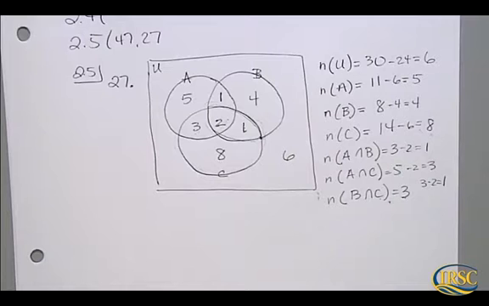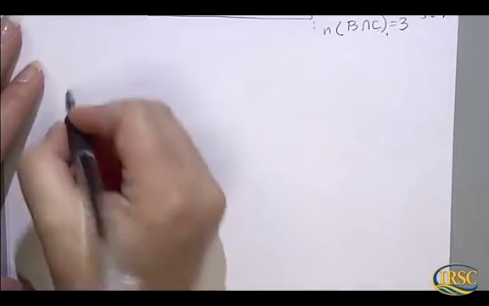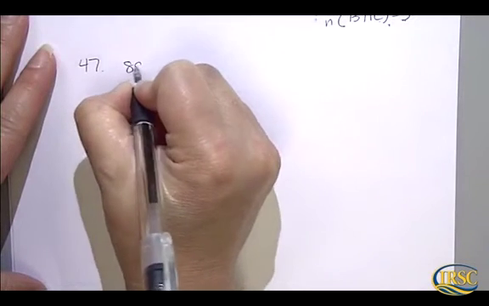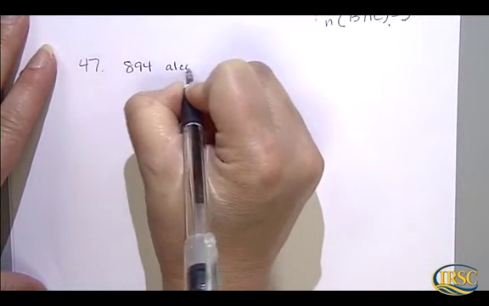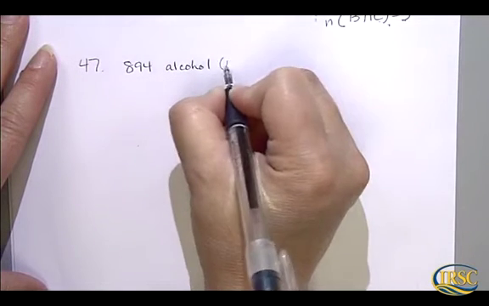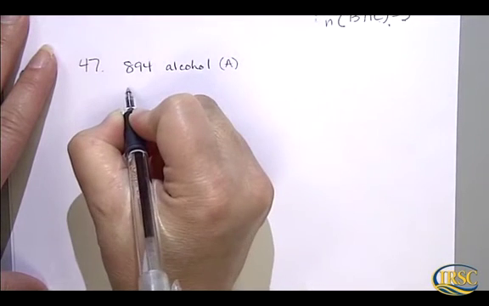So any questions, any other questions on what we did on this problem? Okay, number 47. An anonymous survey of college students was taken to determine behaviors regarding alcohol, cigarettes, and illegal drugs. The results were as follows. 894 drank alcohol, so let me go ahead and write this stuff down. 894 drank alcohol, and I think I'm going to call that A for alcohol.